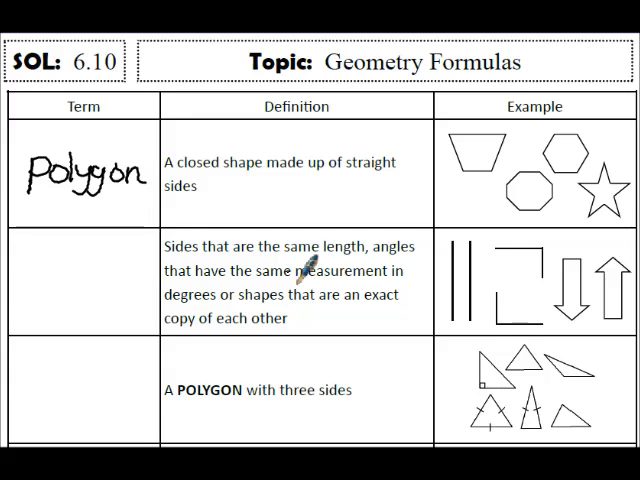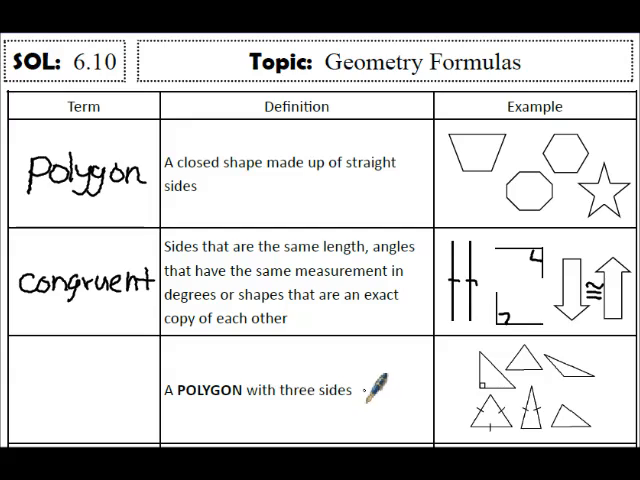Sides that are the same length, angles that have the same measurement in degrees, or shapes that are an exact copy of each other. So here, if these two lines are congruent, these two angles are the same size, and these two shapes are the same size, then we use this symbol and say that those geometric shapes or figures are congruent.